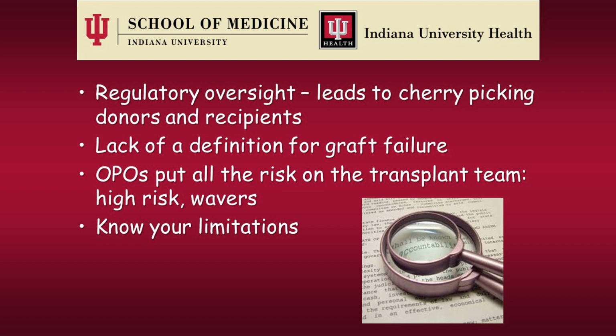The other point is that OPOs put all the risk on the transplant team. So, the way high risk works nowadays is the patient might be high risk, there's an obligation to get a consent, but on top of that, the OPOs have asked all the transplant centers to sign that they're aware that things are high risk and that they've signed away all the responsibility to their own center and not to the OPO. In terms of the waivers, many OPOs will not offer waivers for the pancreas.